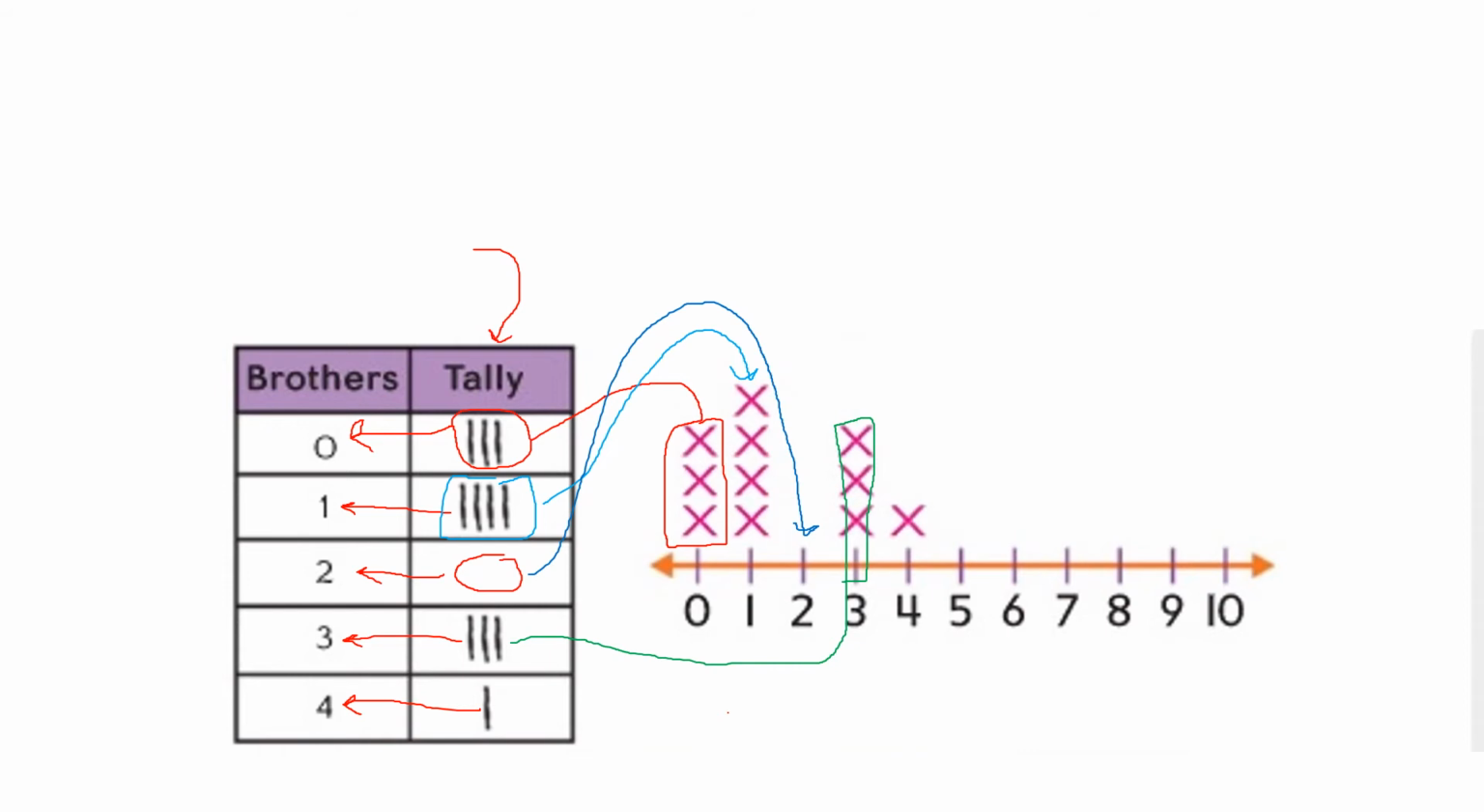Okay? So it's very important when you do this to look at the table. Okay? We're talking about brothers. And then look at the tally marks and show them on the line plot. Let's look at another example.